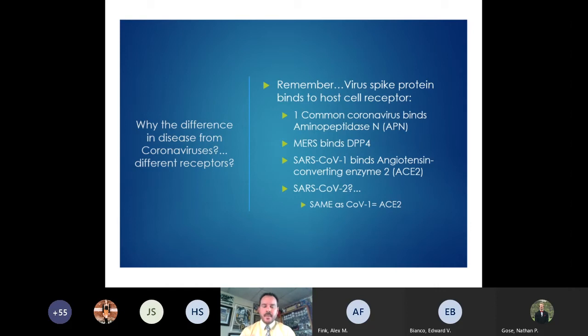So we know that one or more of the common coronaviruses that cause the common cold use a protein called APN. MERS binds to and uses a protein called DPP4. And SARS-CoV-1 as well as SARS-CoV-2 use angiotensin converting enzyme 2, or ACE2. So SARS-CoV-1 and SARS-CoV-2 bind to a different receptor on the host cell than the common cold coronaviruses do. And so this may be a reason why we see a different disease resulting from those different infections.